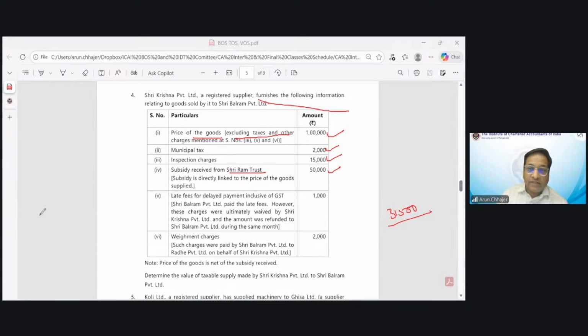So just quickly tell me, will it be added or not? I am talking about this particular municipal tax. Will you add the municipal tax or not? Okay, you are saying added. Why no? What is the reason?